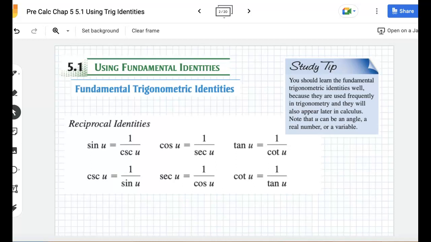Welcome to this screencast. We've got 5.1, using fundamental identities. In this screencast and maybe a next one, we will go through the categories of trigonometric identities.